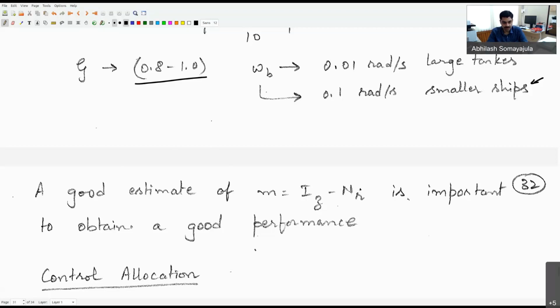Notice that all of this estimation works really well only when this m is known really well. But for most cases, we can know this m precisely because it's only the mass moment of inertia minus the added mass moment. And if the geometry is known well and the weight distribution is known, we can predict these two quantities fairly well.